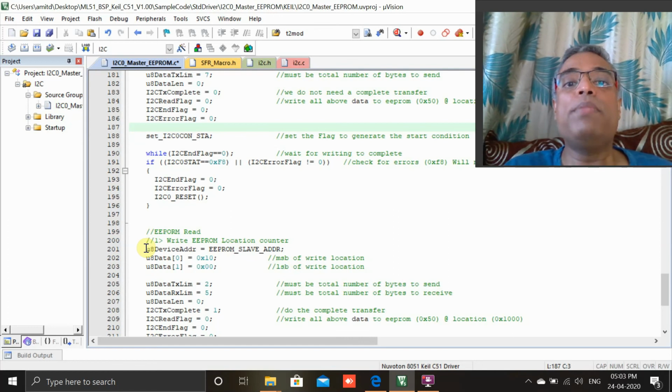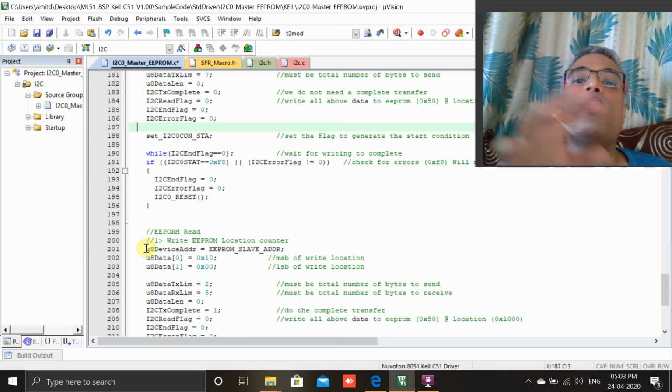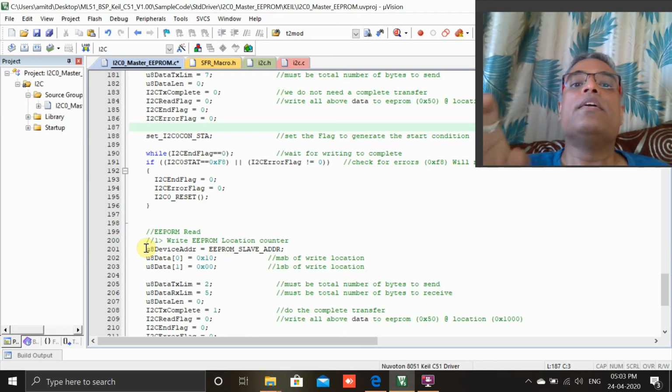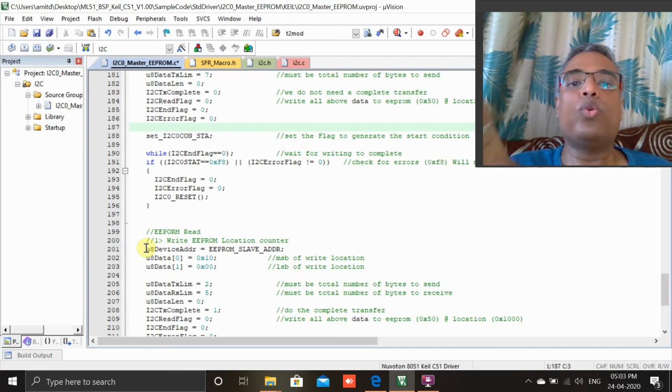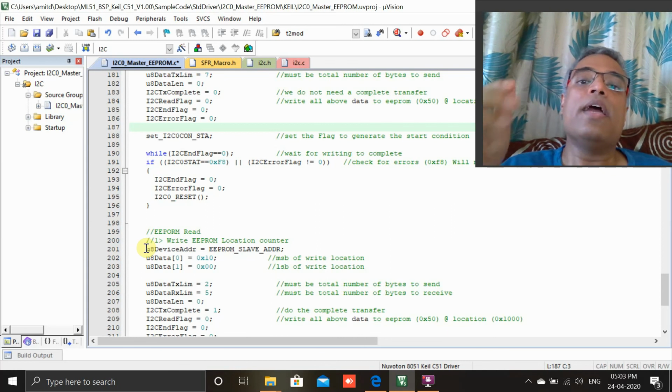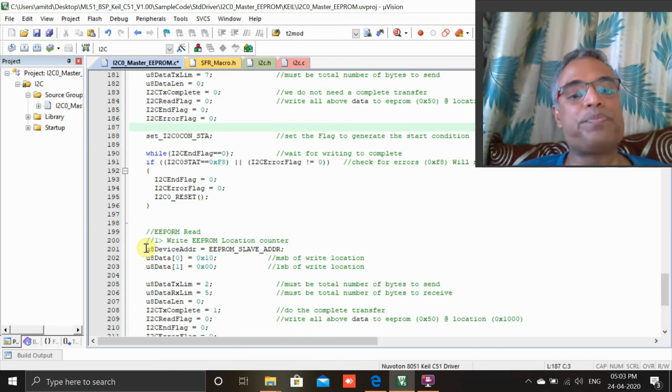That means I would need to do a complete transaction, because I would have to do a write and then I would have to do a read. If it's only a read or only a write, then that's a partial transaction. But I want to write the address of the EEprom from where I want to read the data. Let's say 1000H is where the data is stored. So I want to write 1000H into the EEprom, so that in the EEprom its location counter is reset to 1000H, and then I start reading data from that location. Okay, so let's see how it's done.